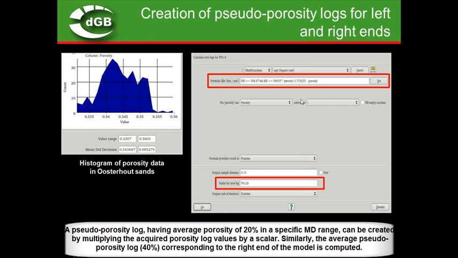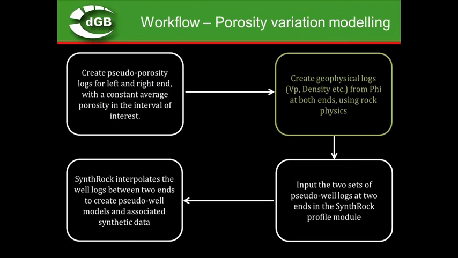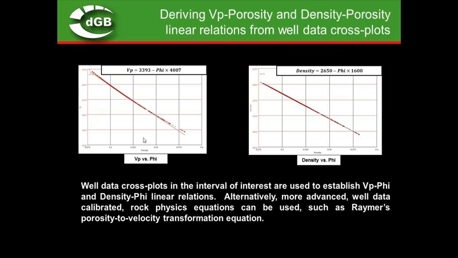Similarly, we can compute the pseudo-porosity log corresponding to the right end of the model. So now the second step is to create geophysical logs, for example, velocity and density from porosity at both ends using rock physics equations. For this demonstration, I am using well data crossplots in the interval of interest to establish velocity-porosity and density-porosity linear relations.